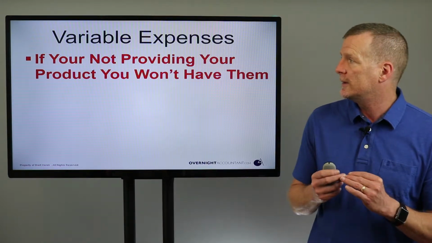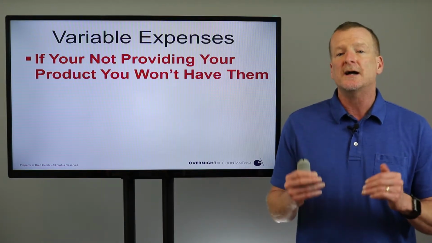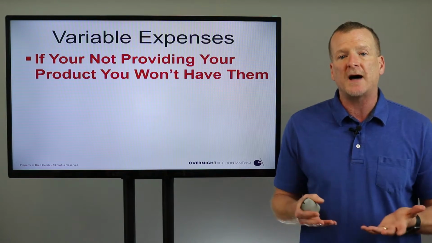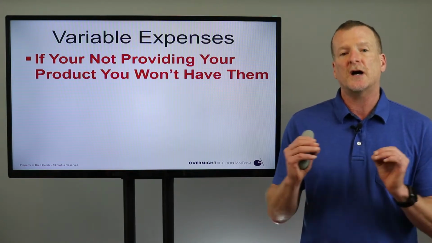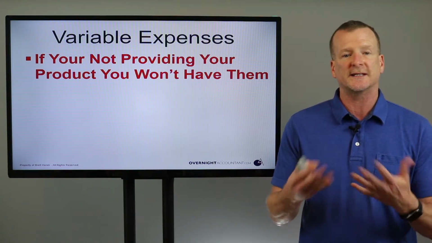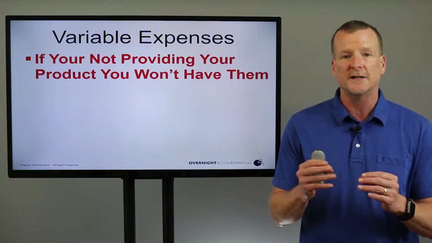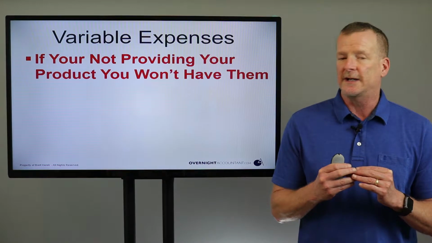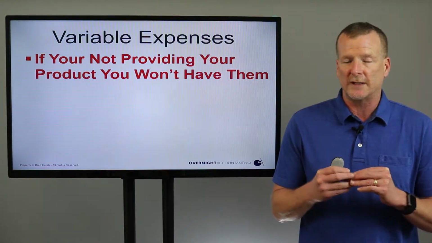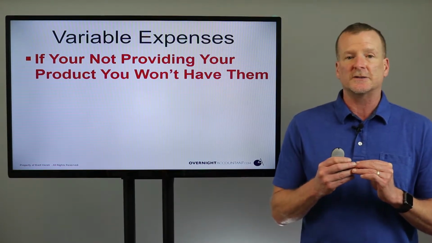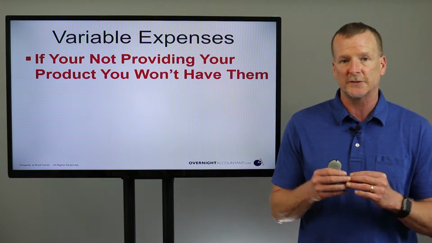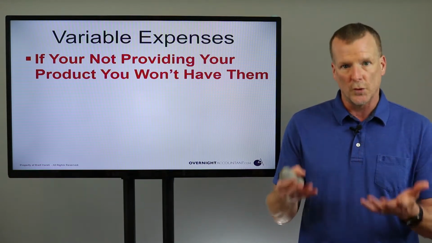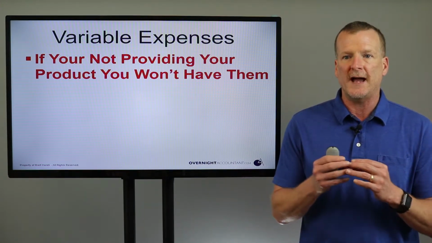A good way to tell if something's a variable cost is this: if you're not providing your product or service, you're not going to have these expenses. If you're not producing anything, these are costs that go directly into your product or service. Say, for example, you're making a birdhouse and you have to stay home one day for whatever reason. You're not going to incur those expenses for materials, screws, paint, wood, lumber, all that. You're not going to have them.